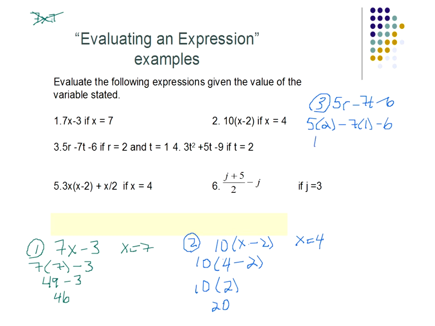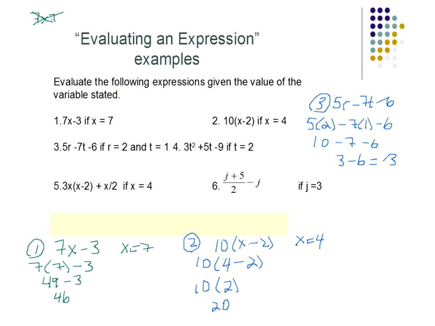I'm going to multiply first. Now I'm going to subtract. 10 minus 7 is 3, minus 6 is negative 3. Sorry, that should have been a negative 3. So 5r minus 7t minus 6, when r is 2 and t is 1, is equal to negative 3.